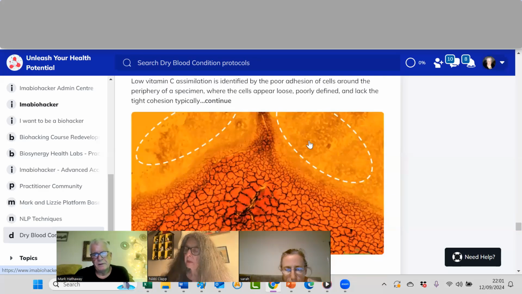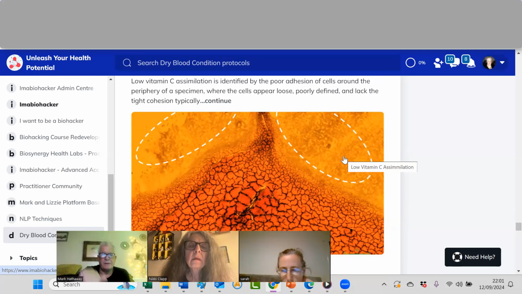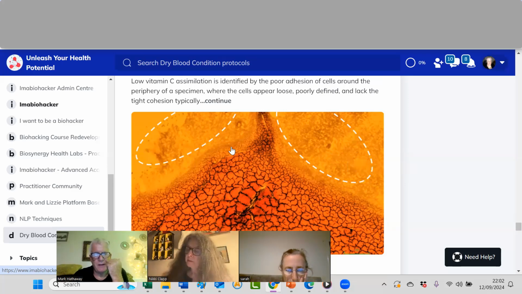See these cells are streamed out. These are red blood cells that are streamed out across the glass a bit. That little black dot in the middle, no, that's just a group of cells there. But these are just individual cells that should have stuck together, we should have a very defined edge.